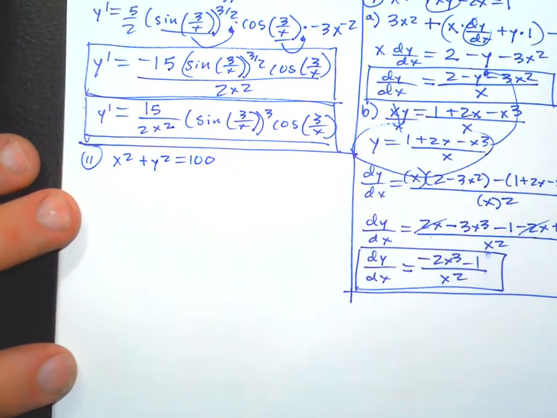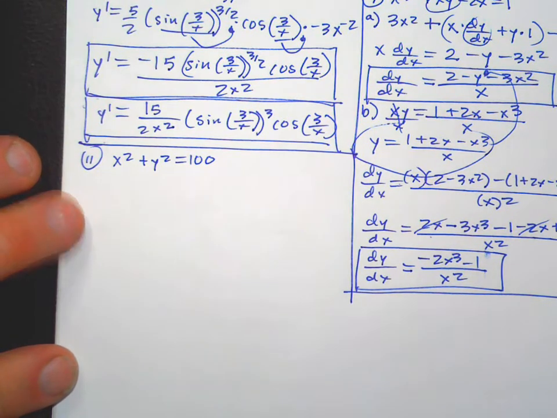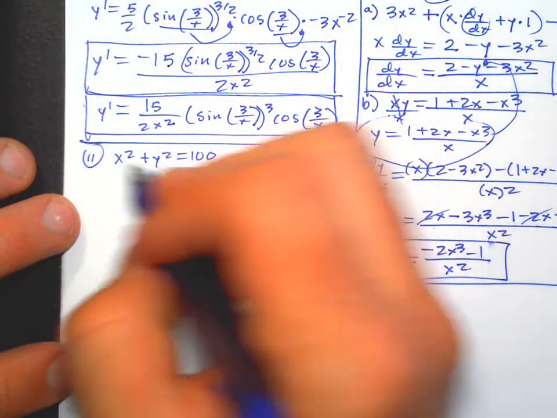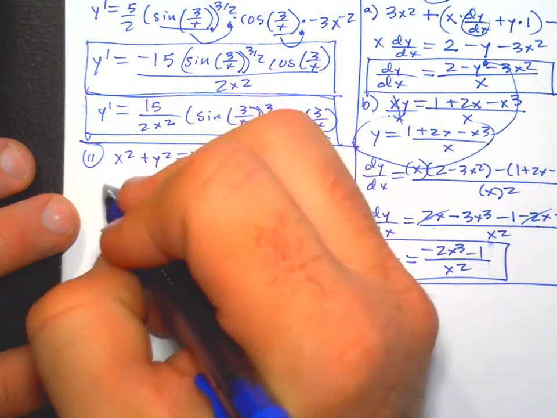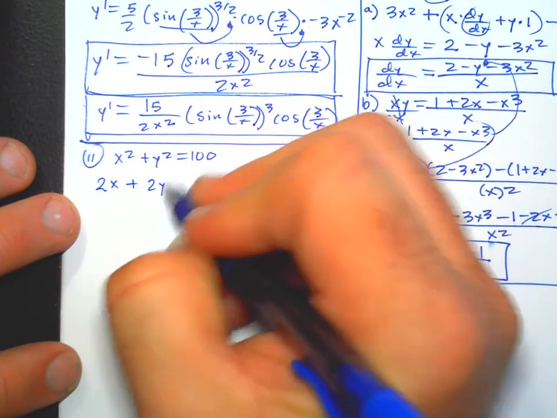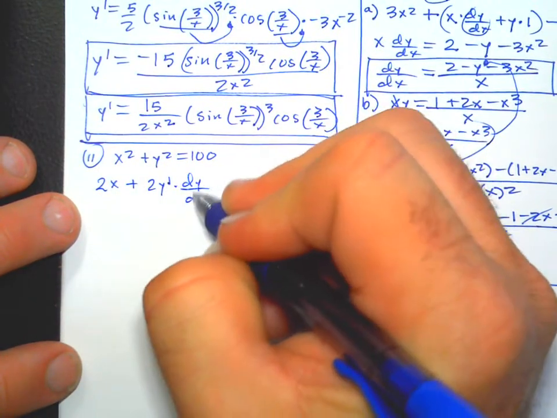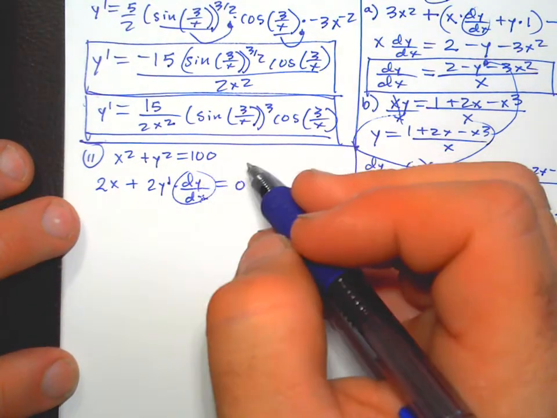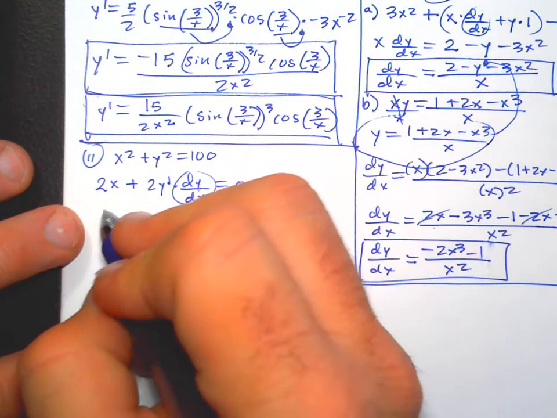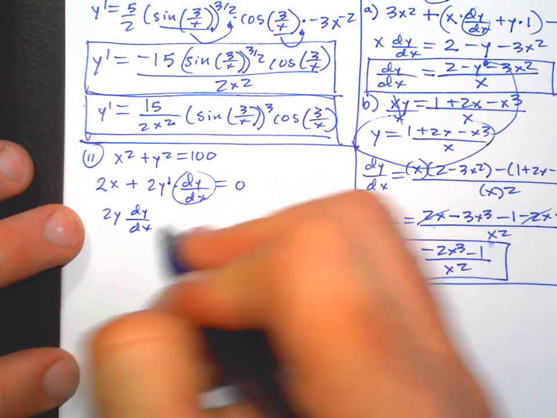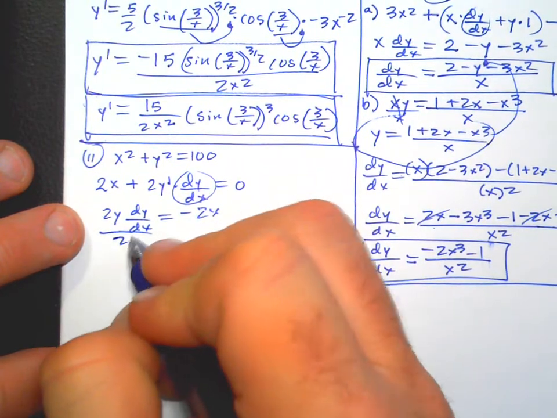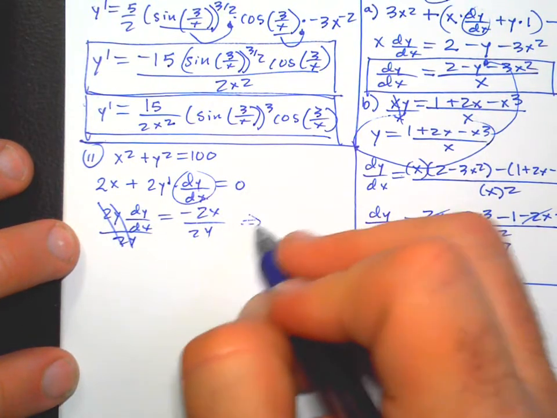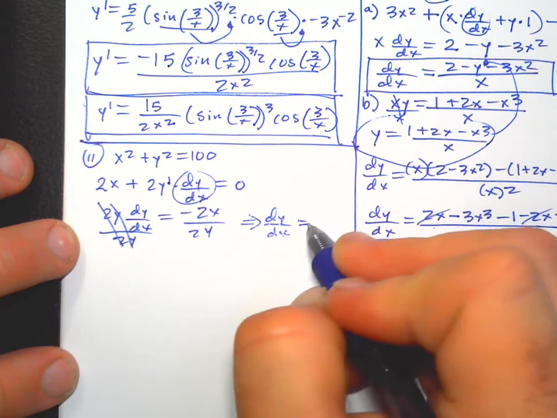So these ones say find dy/dx by implicit differentiation. Use a new technique, which you should want to do. It's better than explicit. This is a circle one that we did geometrically, but implicit: 2x plus 2y to the first times dy/dx, it's like chain rule, equals 0. Derivative of 100 is 0. So then we're going to solve for dy/dx. 2y dy/dx equals negative 2x, divided by 2y. And so dy/dx equals negative x over y.